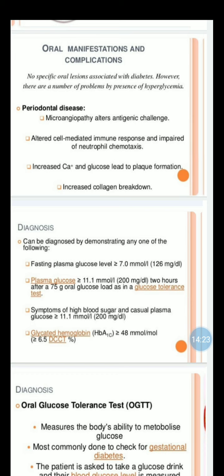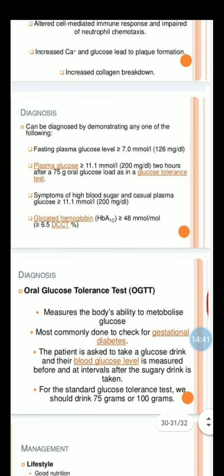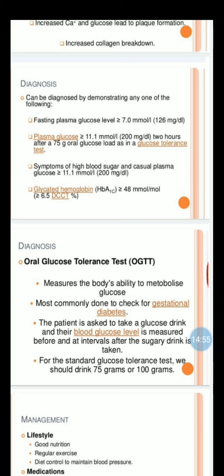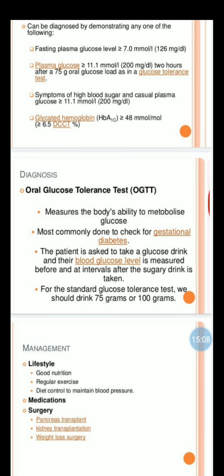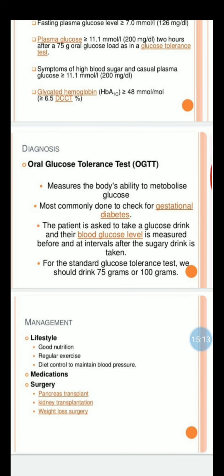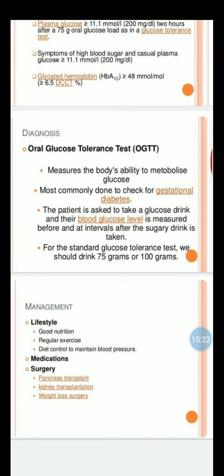Then for diagnosis, first is the fasting plasma glucose level. Here we can see the normal values. Then the oral glucose tolerance test, OGTT, measures the body's ability to metabolize glucose, most commonly done to check for gestational diabetes. The patient is asked to take a glucose drink and their blood glucose level is measured before and at intervals after the sugary drink is taken. For the standard glucose tolerance test, we drink 75 gram or 100 gram.